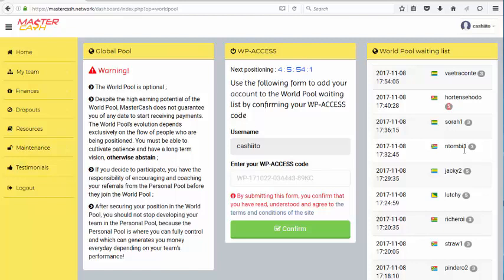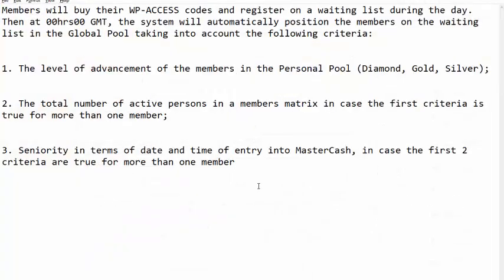Now you can see this account and this account have an equal value of 5, and this one too. So for these 3 accounts, assuming the system wants to push them into the matrix, it will move to the second criteria because all of them have the same level of advancement. The second criteria is which of them has the highest number of people in their team. If all of them still have the same number of people, the system will move on to the third criteria, which is seniority, just as I shared with you earlier. Who entered the system first based on date and time.